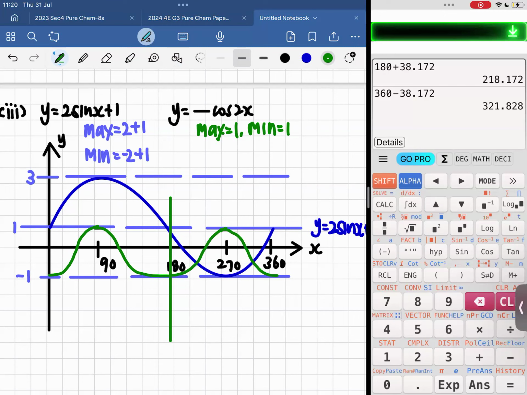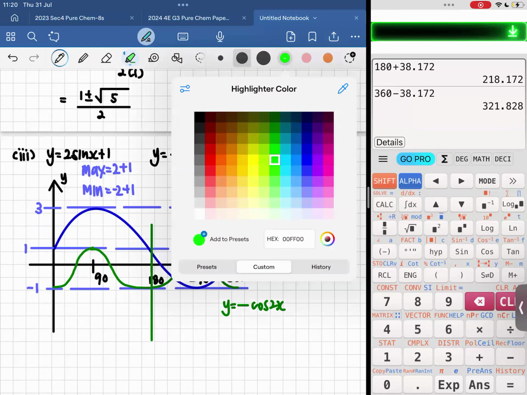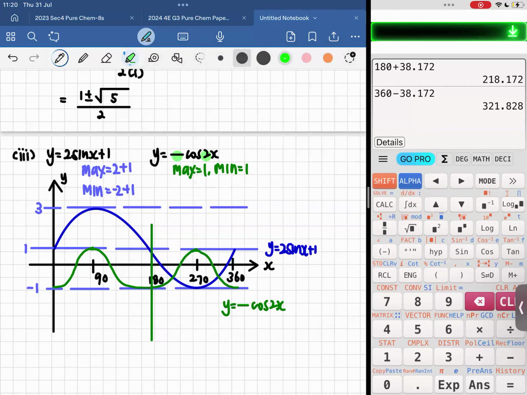So this one here will be upside down, two sets, right? So this one here will be y equals negative cosine 2x. Okay, so upside down because of the negative, and then because of the period, you get two cycles from here. Okay, done. Okay, let's look at part 4.